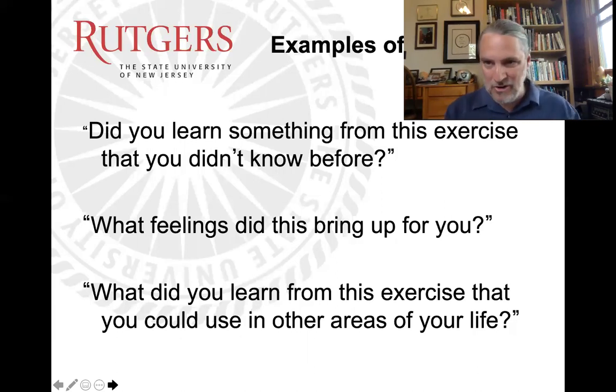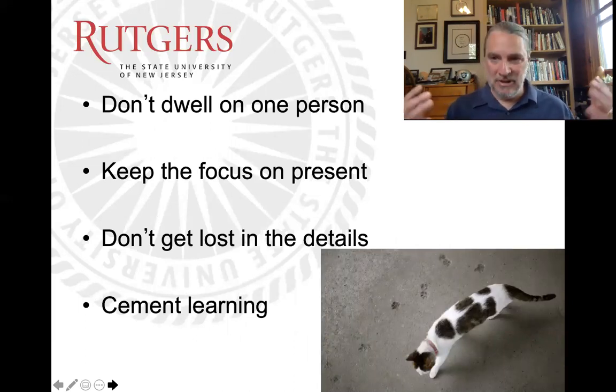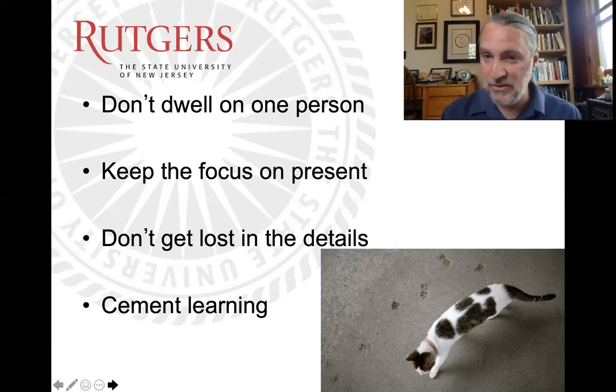But kind of like the gardener, you want to create the conditions for growth so that that can happen. You never know whenever it will happen. You don't want to dwell on one person. You want to have time for everybody. You want to keep the focus right on the present moment. And this is where that learning really settles in.